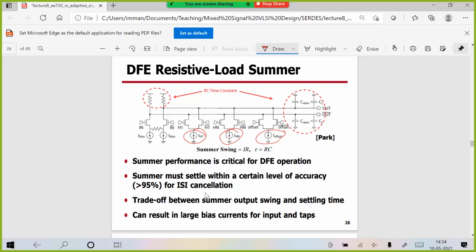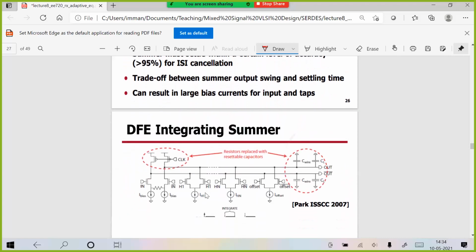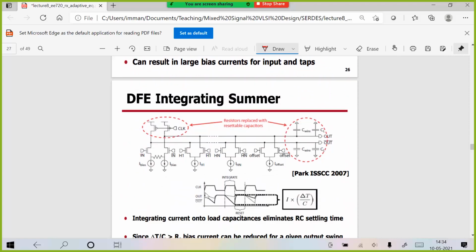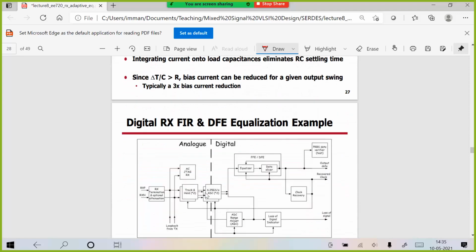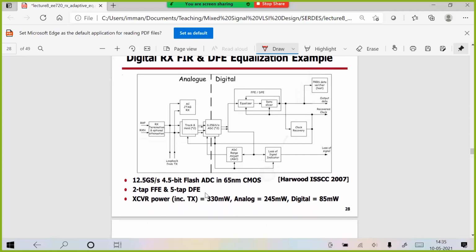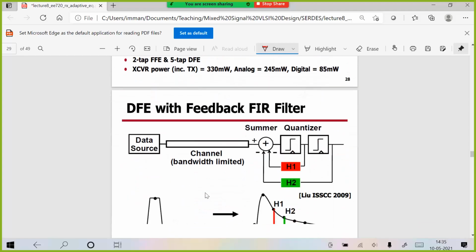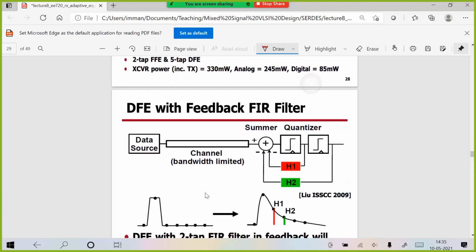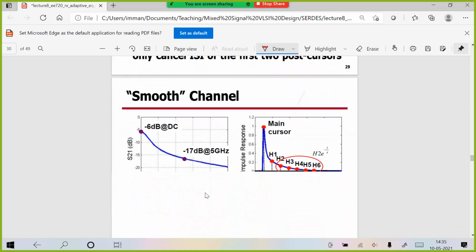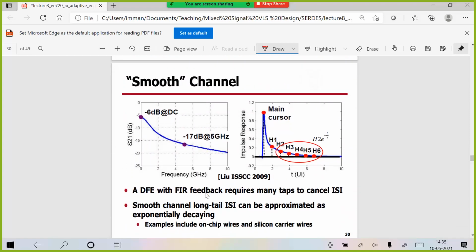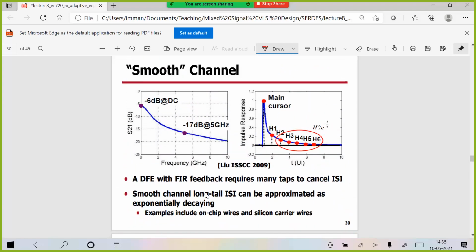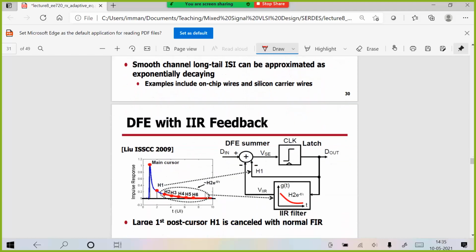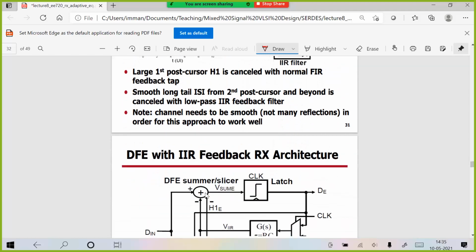All right. And this is your DFE integrating summer. So basically, this is how it happens. All right. And so these are some papers that they have talked about. All right. And I want to show you, this is the main cursor. So what happens is all this using DFE, you can basically set the whole thing to 0. All right. So I'm just skipping through all this part.